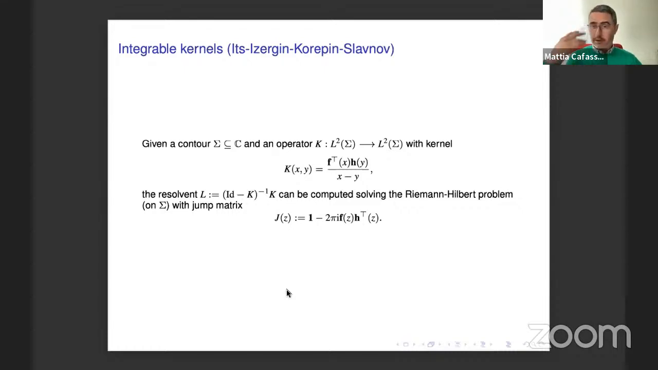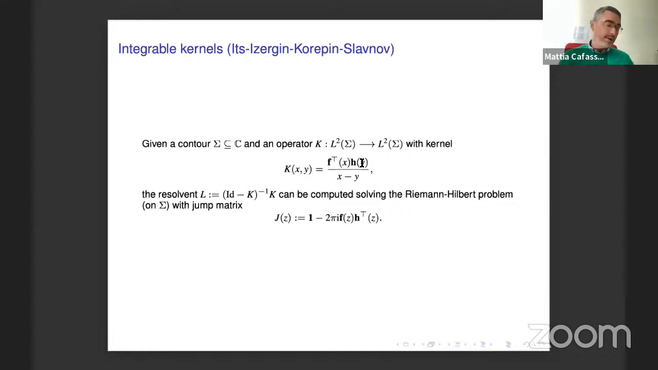I am not giving you many details on the theory, but essentially it tells you that whenever you have an integral operator with a kernel of this form, in which f and h are vectors, then the resolvent of this operator can be computed, or at least described, by solving a certain Riemann-Hilbert problem on the contour sigma on which your operator is defined, with a certain jump matrix, which is explicitly described in terms of the functions f and h that you used to construct your integrable kernel.